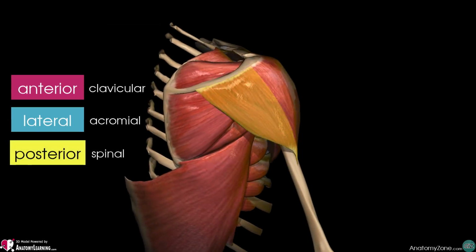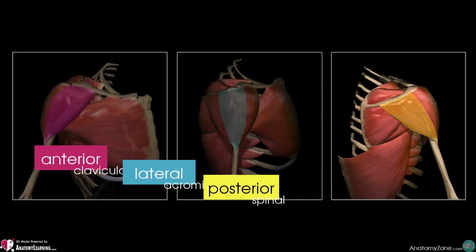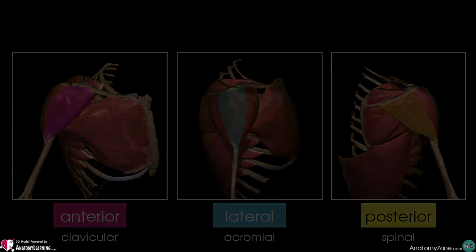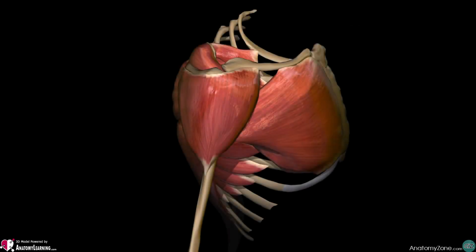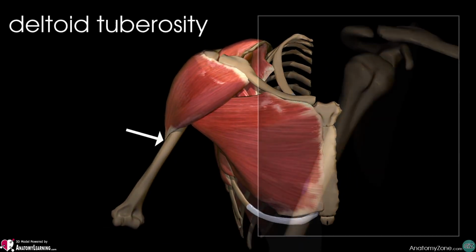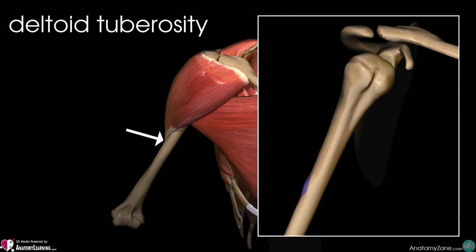These different fibers of the deltoid are often referred to in strength training and bodybuilding circles, whereby different exercises are utilized to target the different fibers of the deltoid. In this way, they are referred to as the anterior, lateral, and posterior deltoids, or delts. The fibers of the deltoid muscle converge to form a short tendon, which inserts onto the deltoid tubercle, or deltoid tuberosity, on the lateral aspect of the humerus.